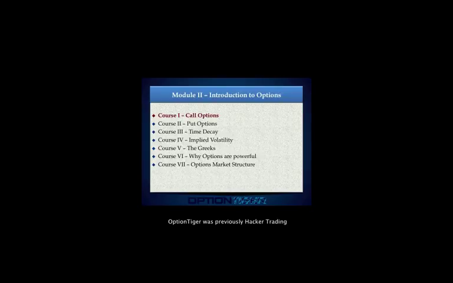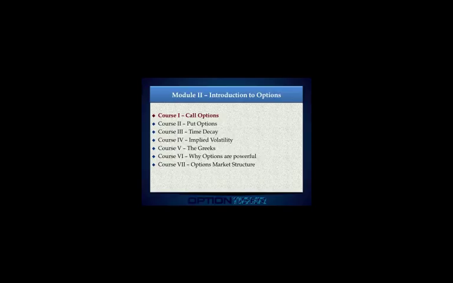In this course, we study the most basic of all options, which is the call option. There are only two kinds of options. We have a call option and the put option. All other strategies are built upon these two basic option types. Understanding the call and put options are therefore fundamental to your understanding of options.